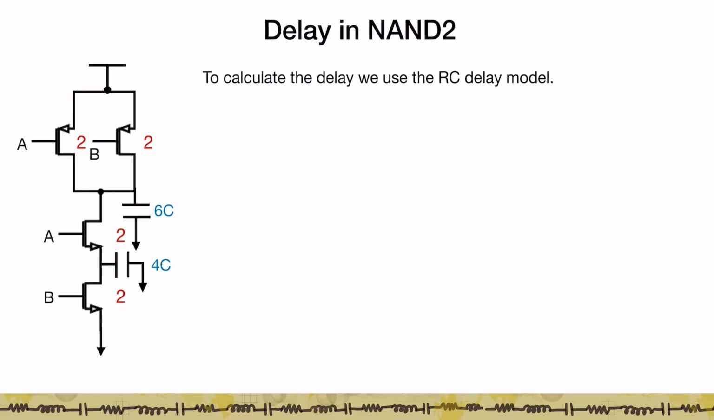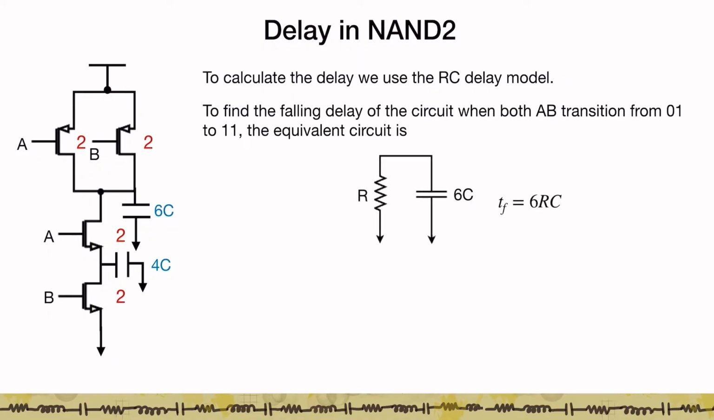So let's calculate the delay using the RC delay model. Let's assume we want to find the falling delay of the circuit. That is, we want to find the delay when B is 1 and A switches from 0 to 1. Initially A is 0, B is 1, at which point the output is at VDD, right? So this PMOS A is shorted, this node is pulled up to VDD, because this NMOS is open, there is no connection between the output node and ground.